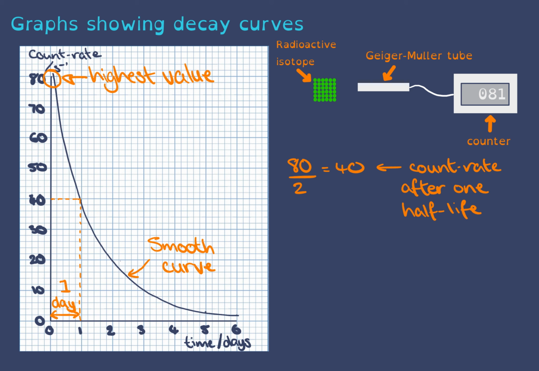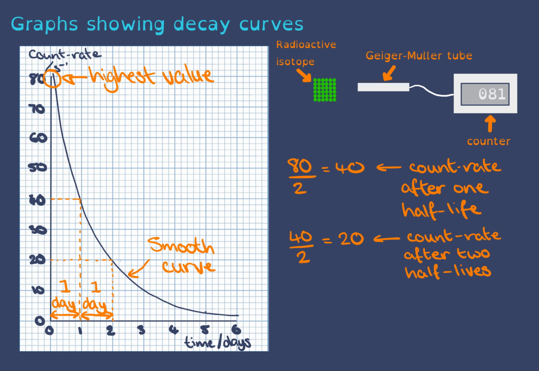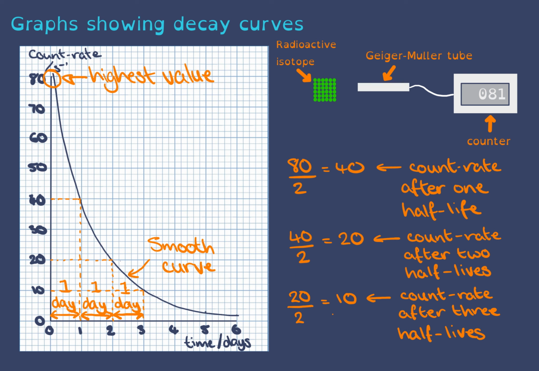You can check this by looking at the value from the second half-life, so 40 divided by 2 gives 20, and if again you go across to the decay curve and down, that will give you the half-life. And you can check it a third time by going 20 divided by 2, which gives 10, go across to the line and down, and that will give you verification of the half-life, and it's all 1 day.